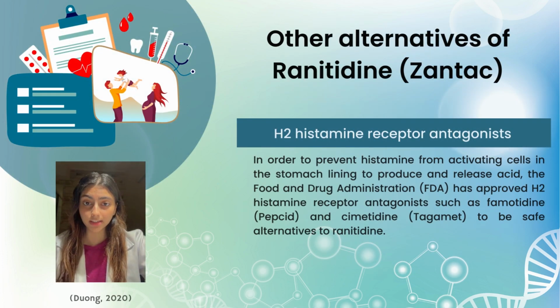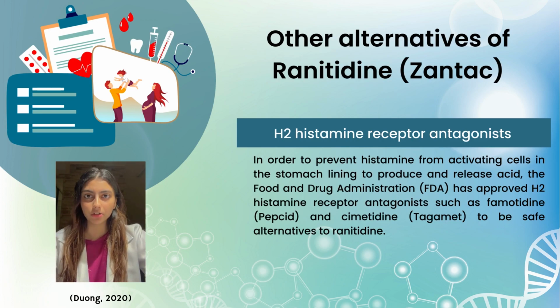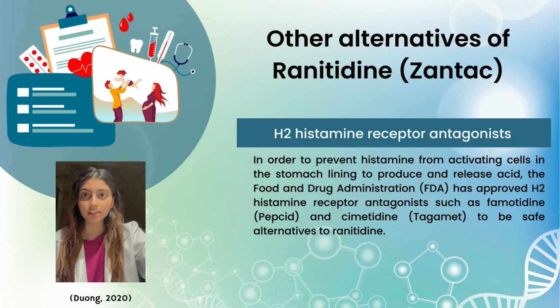Moving on to the next slide, Zantac alternatives also include H2 histamine receptor antagonists. To prevent histamine from activating cells in the stomach lining to produce and release acid, the FDA has approved H2 histamine receptor antagonists such as famotidine and cimetidine to be safe alternatives to ranitidine.